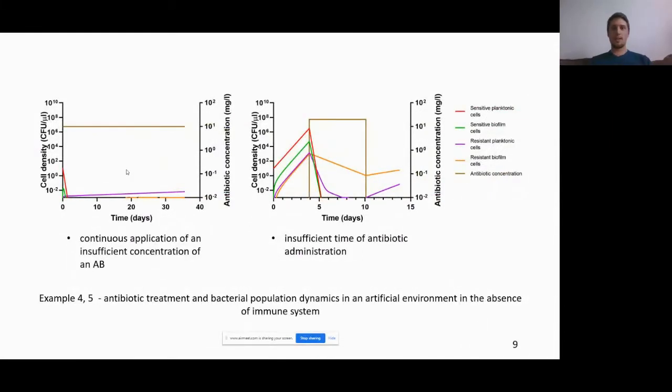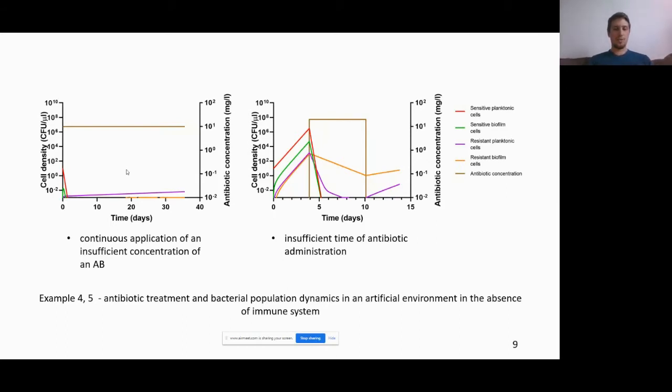Now on this slide, here are the last 2 exemplary scenarios. We didn't focus that much on the progress of an infection in a human host, but tried to evaluate the possible effect of antibiotic treatment on bacterial populations in an environment devoid of an immune system. So, for example, in an artificial laboratory environment or industrial environment.